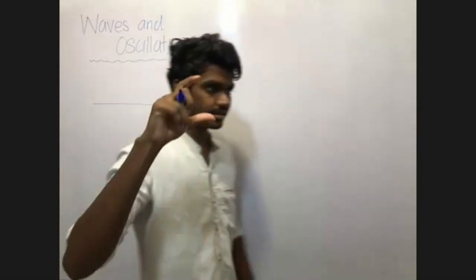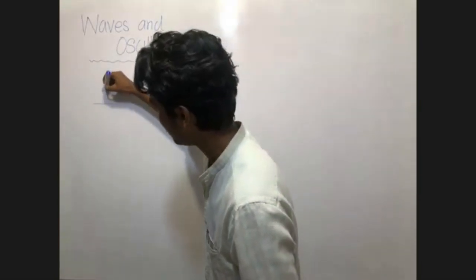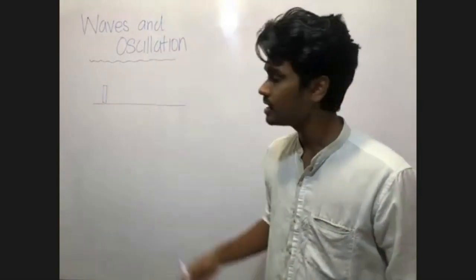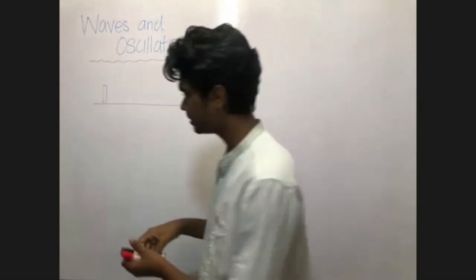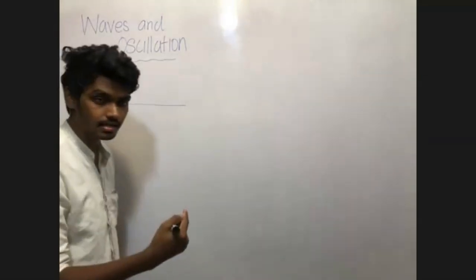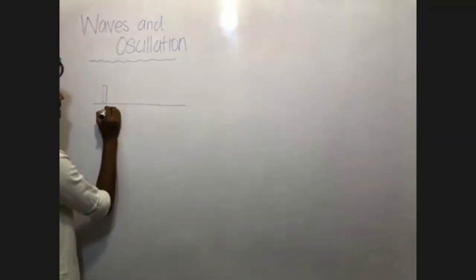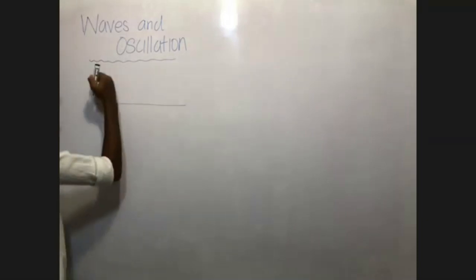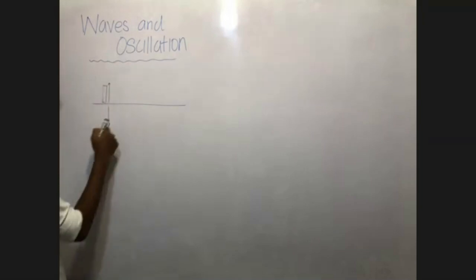Let's consider a water surface and also a rod. Let's perform an oscillation, a repeated motion. Let's dip the rod inside as well as take it out. When you keep on performing this kind of motion, this is an oscillation.